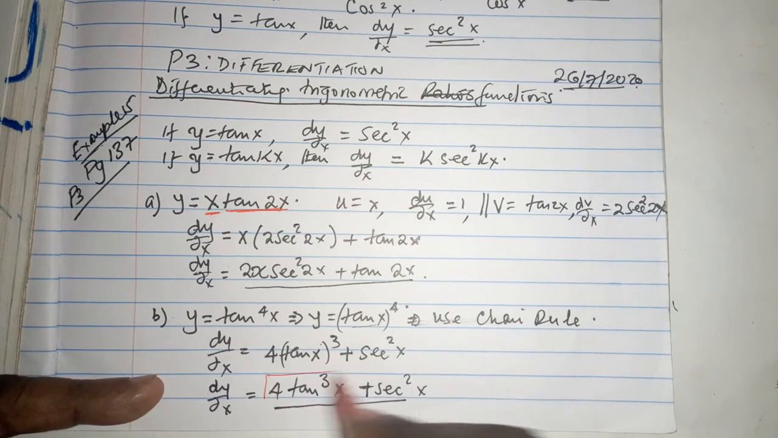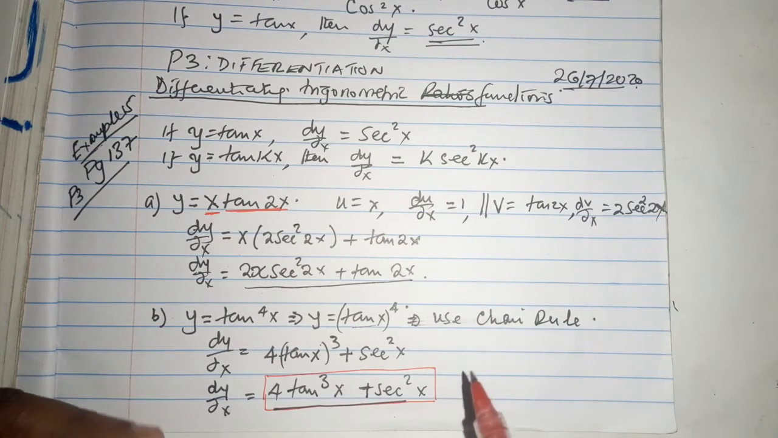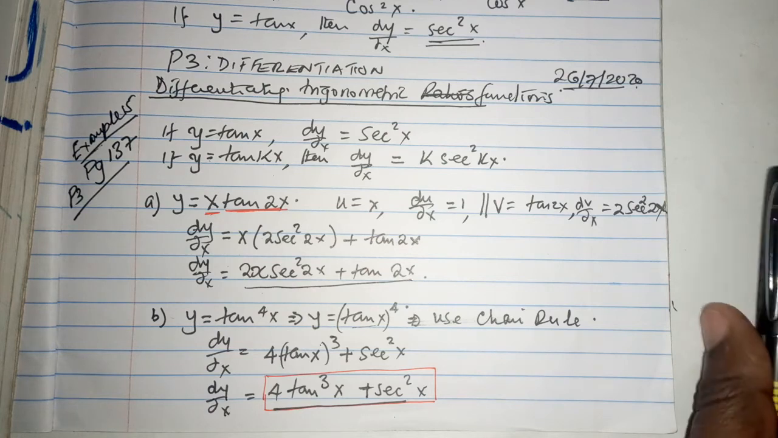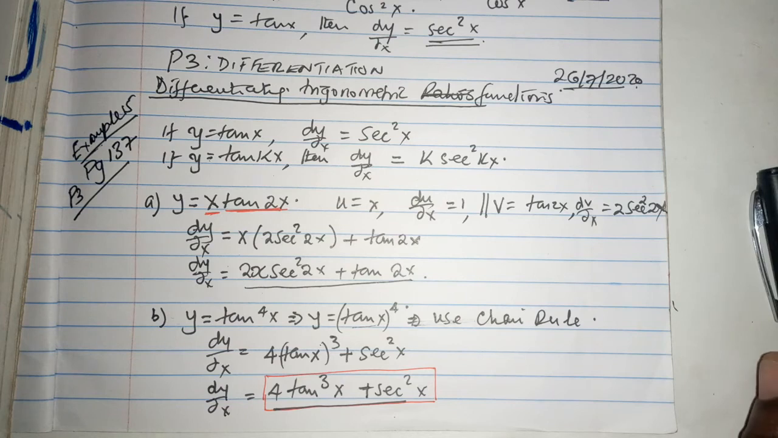So here we have differentiated two trigonometric functions using the aforementioned rules, basically the chain rule, the product rule, and even the quotient rule.